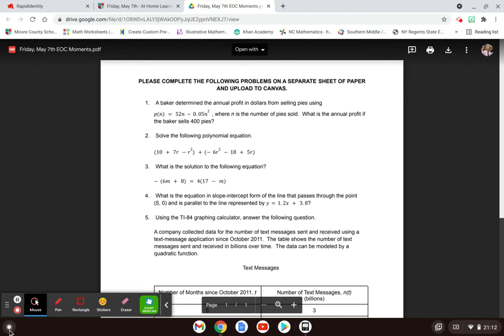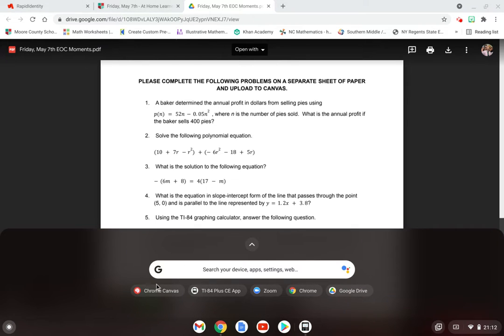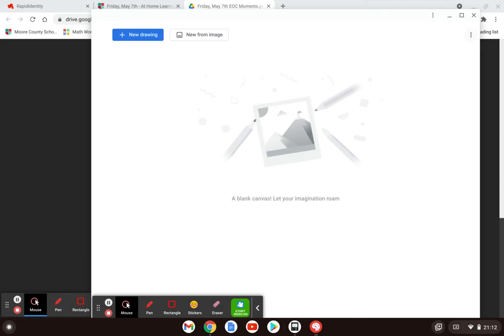fit. So if we look at the first one, it says that a baker determined the annual profit in dollars from selling pies using P of n equals 52n minus 0.05n squared, where n is the number of pies sold. What is the annual profit if the baker sells 400 pies? So this is your basic function where I'm going to simply input the given value for n.